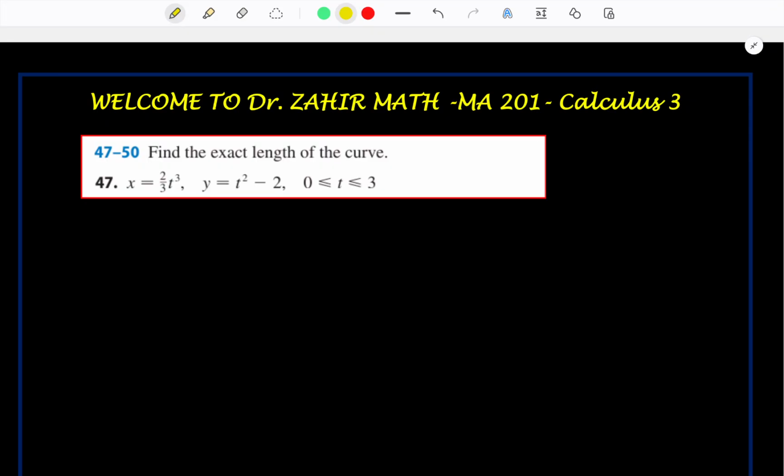Today we are going to solve the remaining questions from exercise 10.2. I'll guide you step by step so it's easy to understand. Don't forget to note down the key points.